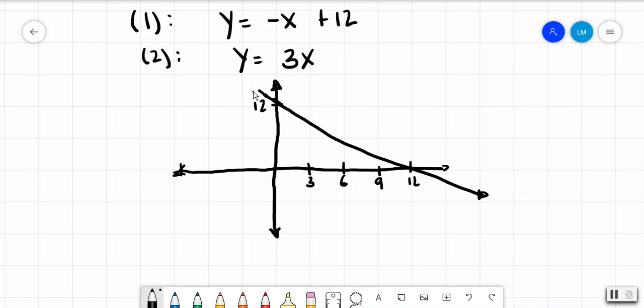Okay, so that's kind of close enough. Now, we also need that if we plug in y equals 3x, then in that case, we need that it's going to look something like this. So you have y equals 3x, and it looks something like that.